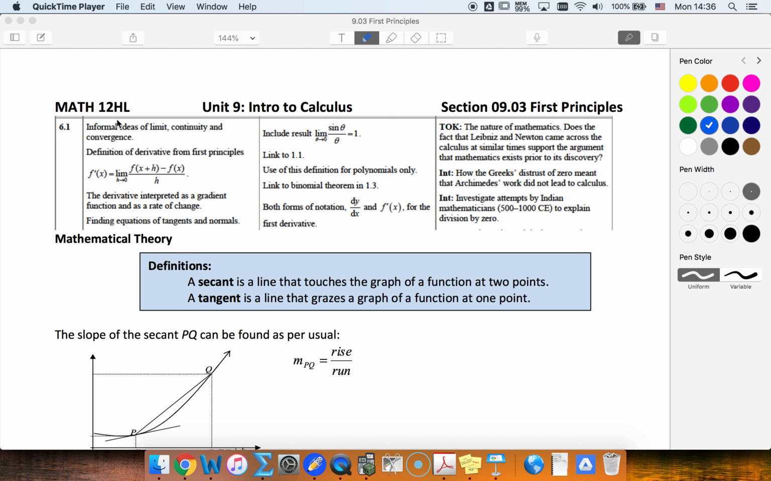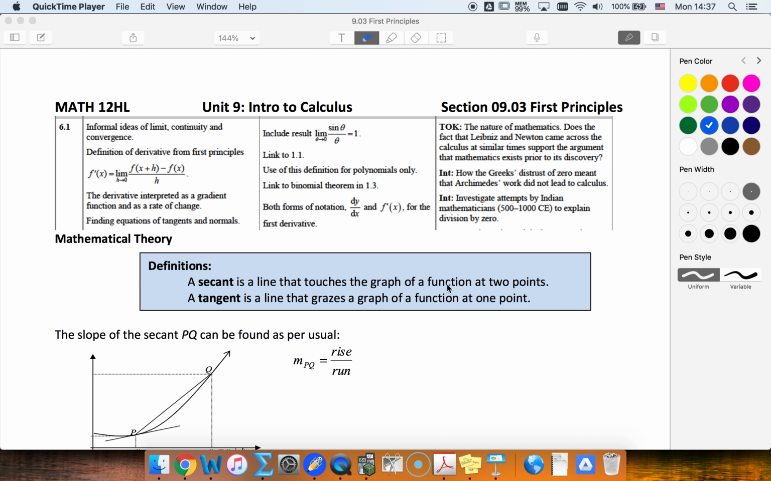All right, we're going to be working in this set of notes, still in topic 6.1. We're going to be working towards the definition of the derivative from first principles, but we're going to start with this idea of secant lines and tangent lines. So secants touch the graph of a function at 2 points, tangent touches at 1 point.